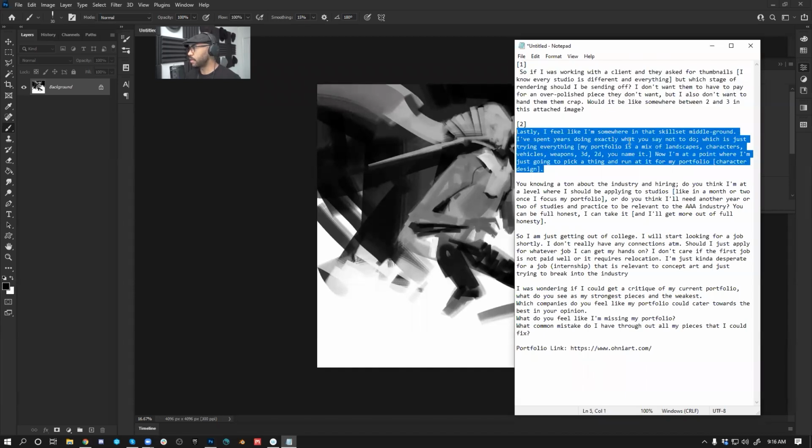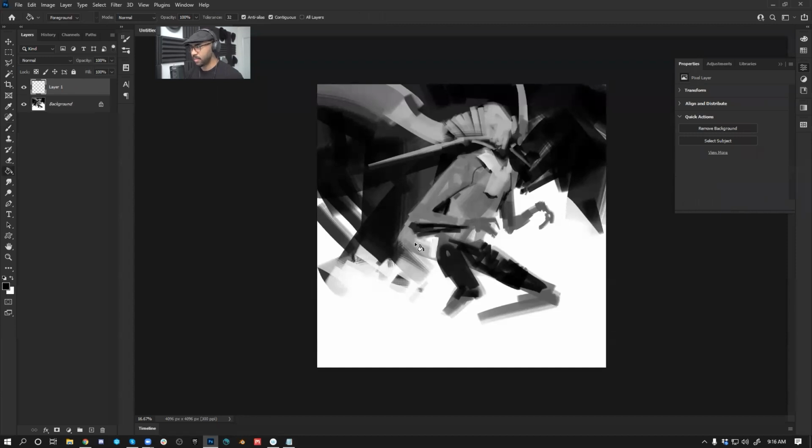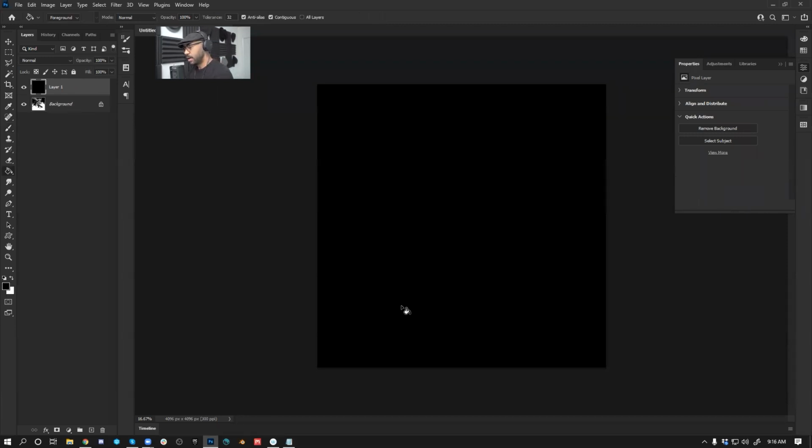Lastly, I feel like I'm somewhere in the skill set middle ground. I've spent years doing exactly what you say not to do, which is just try everything. My portfolio is a mixture of landscapes, characters, vehicles, weapons, 3D, 2D, you name it. And now I'm at the point where I'm just going to pick a thing and run at it for my portfolio, character design. Yeah, I agree. Obviously, this is my advice to people. So the more you take that advice, the more I agree with it.